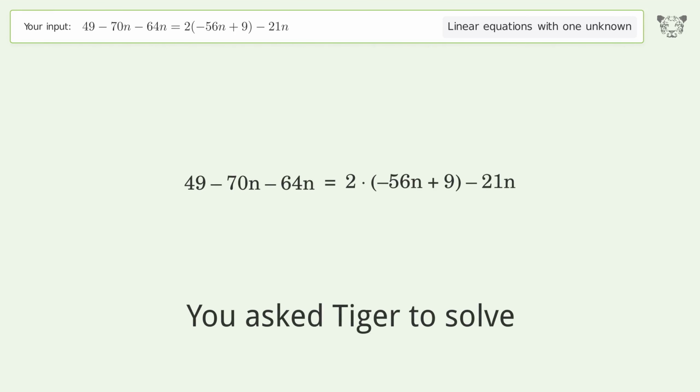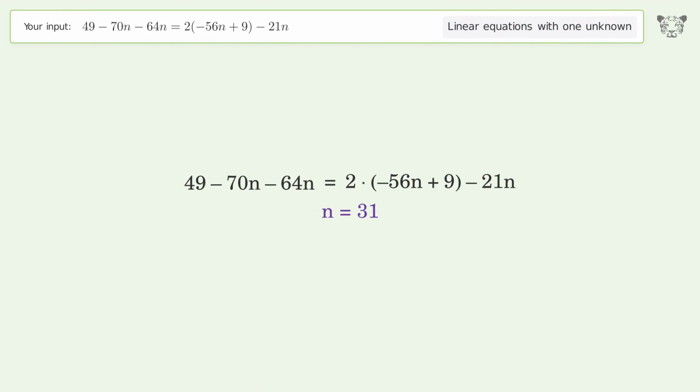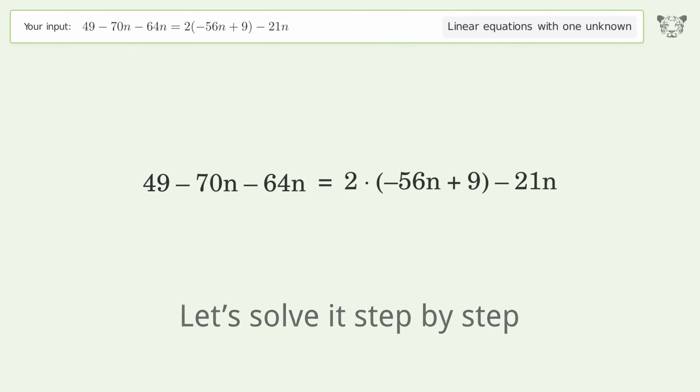You ask Tiger to solve. This deals with linear equations with one unknown. The final result is n equals 31. Let's solve it step by step.